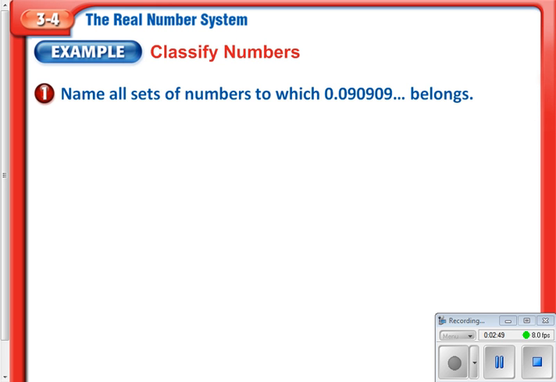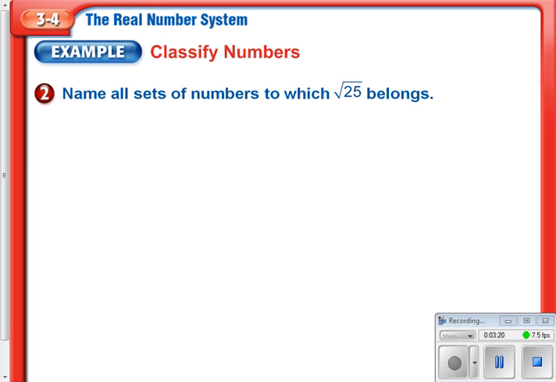Well, 0.090909 has a repeating pattern. If it repeats, this would be a rational number. So rational, we could write this as a fraction. Now you need to determine, if you look back at that table still, is it an integer? Well, it's not an integer because this is not a whole number. So it's not an integer, and it wouldn't be a whole number. So the only number set that we would write down is rational. This is a rational number.